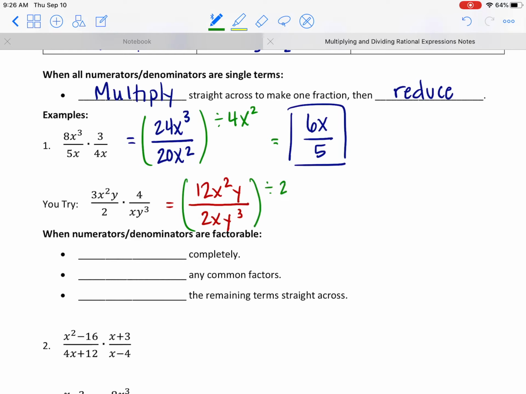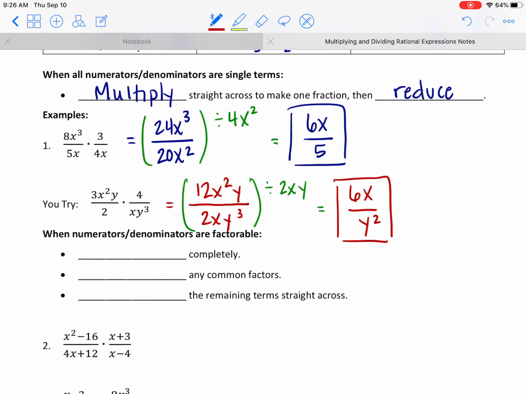So both of these have in common a 2, an x, and a y. So when I divide each of those terms by the 2 and the x and the y on the top, 12 divided by 2 will leave me 6, and I'll have an x left. And then on the bottom, the 2's are going to reduce out to 1, the x's go away, one of the y's goes away, so we're going to have a y squared left. So 6x over y squared would be our simplified answer.